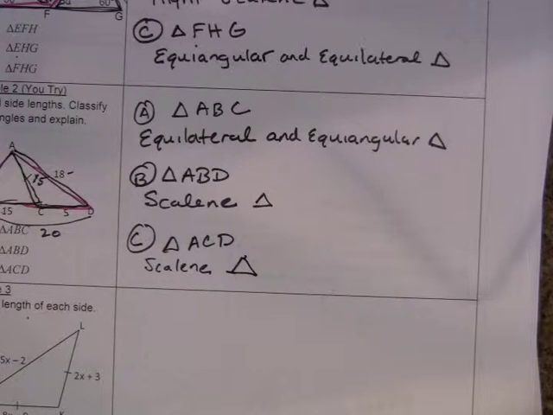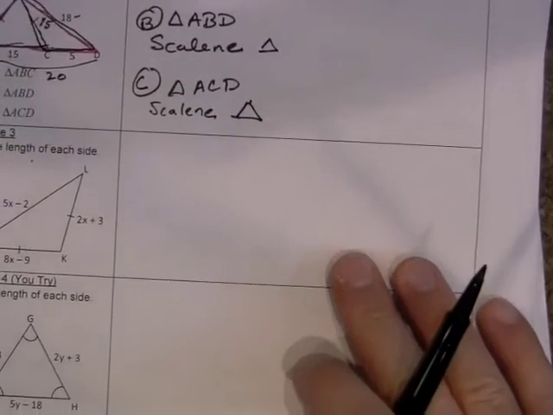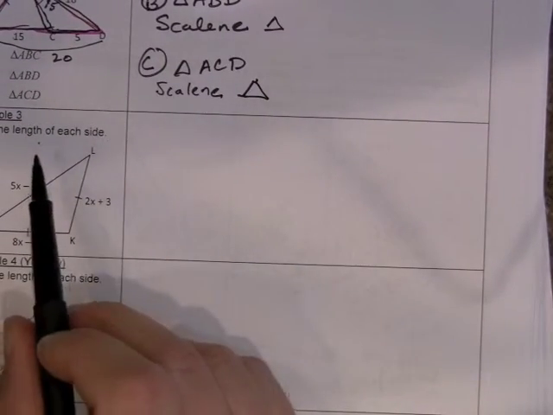And that is example 2. Let's move on to example 3. In example 3, we want to find the side lengths of each side.